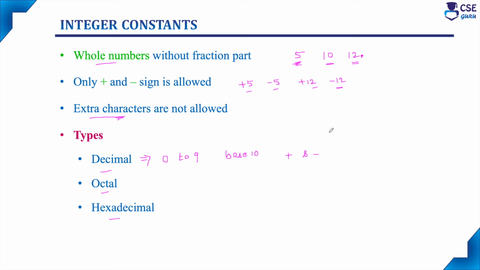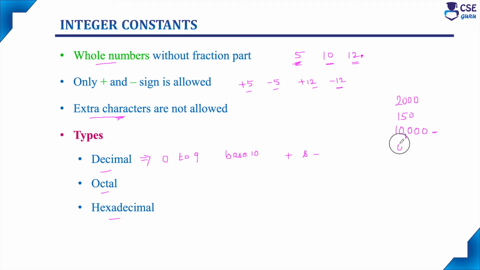So, for example, this 10000 is a valid decimal constant. Here there is no decimal point and also there is no extra character. 150, this is a valid decimal constant. 2000, this is a valid decimal constant. Suppose for this 10000, if you are adding a comma, this is an extra character and this extra character is not allowed. So this is an invalid decimal constant.